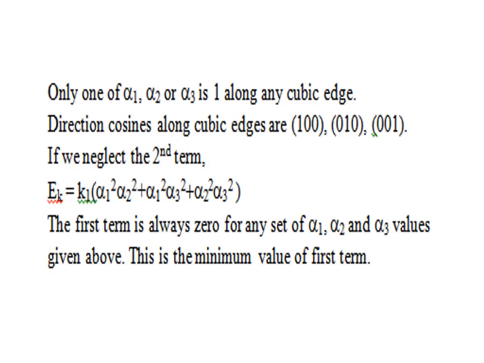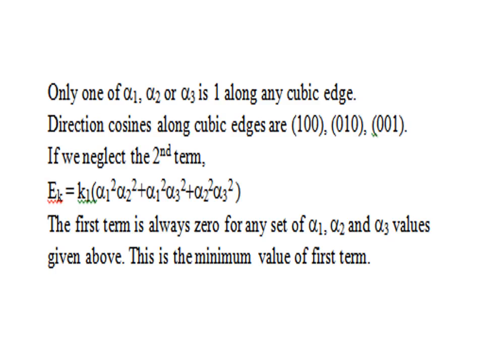Along x-axis alpha 1 is equal to 1, alpha 2 is equal to 0, and alpha 3 is equal to 0. So the direction cosines of x-axis are 1, 0, 0. Similarly, for y-axis, direction cosines are 0, 1, 0. For z-axis, direction cosines are 0, 0, 1. So only one of alpha 1, alpha 2 or alpha 3 is equal to 1 along any cubic edge.